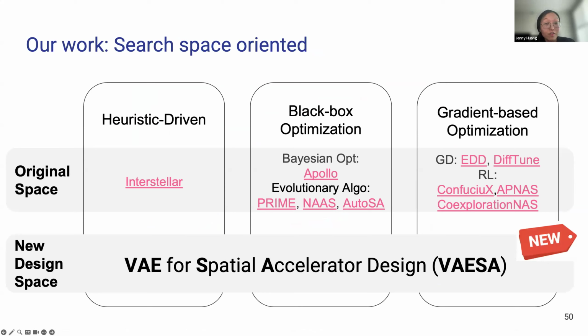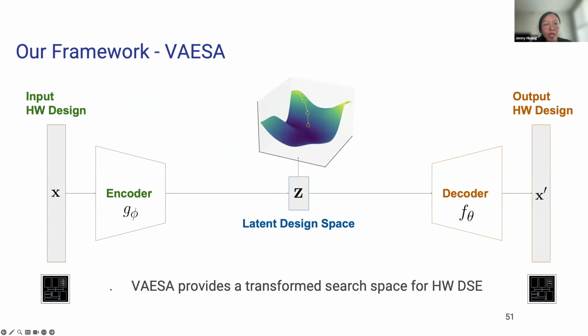So here we introduce our work called VISA, which is VAE for Spatial Accelerator Design, to introduce this new kind of design space for hardware design. Just like this VAE pipeline we showed previously, VISA provides a transformed search space for hardware design space exploration through this encoder. Once we train this latent space, we perform search on this latent space and find a performance point. And we decode this performance point to the original hardware design space for evaluation.